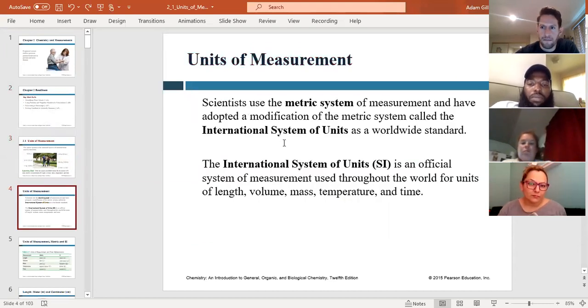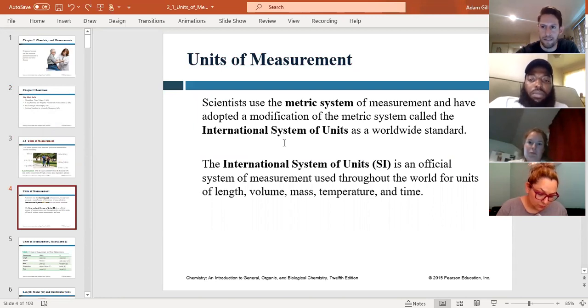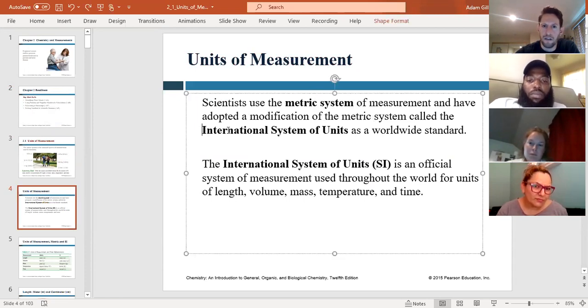So there are 3 systems of measurement units. There's the English system, which you guys are familiar with, right? Pounds, ounces, fluid ounces. And then there's the metric system, which we use in the sciences. Now the metric system uses grams, meters, liters, okay? And there's also the international system of units. Now the international system of units is based on the metric system, but they specify what the standard unit is.